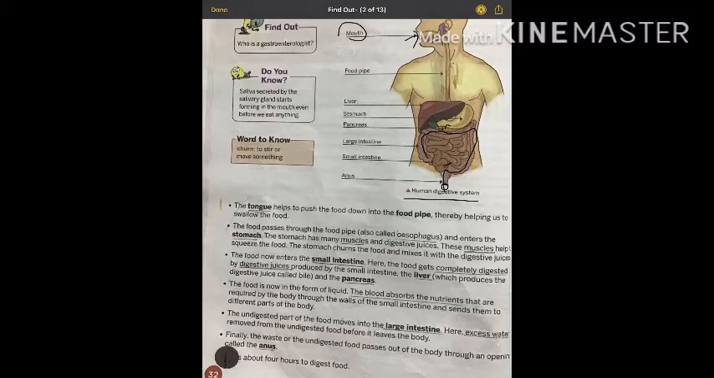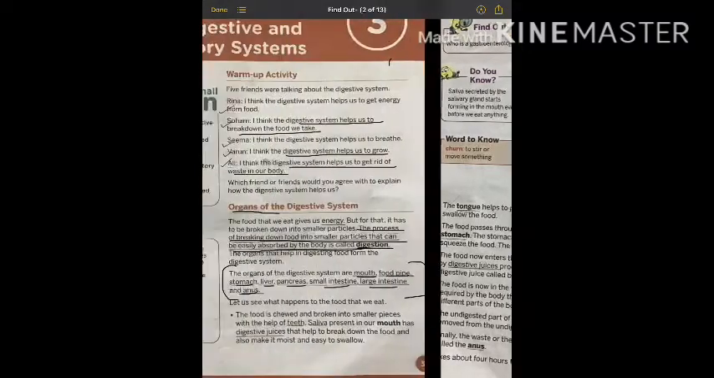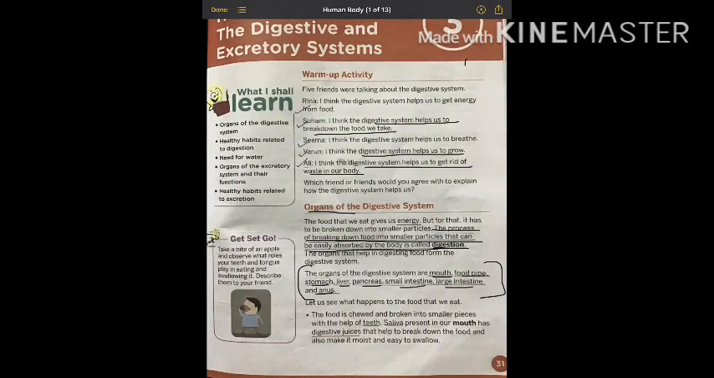Some important points are given in your reader. Before that, let me take you again to the first page, where the first point is written. The food is chewed and broken into smaller pieces with the help of teeth. Now in our mouth we have teeth, we have tongue, and we have saliva. Saliva is the liquid which you feel inside your mouth.